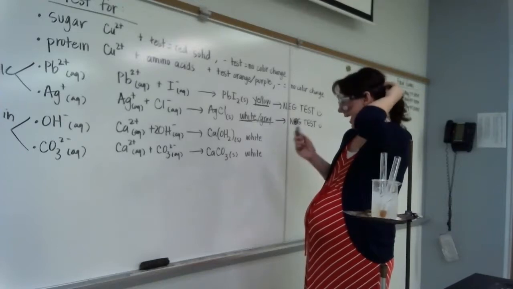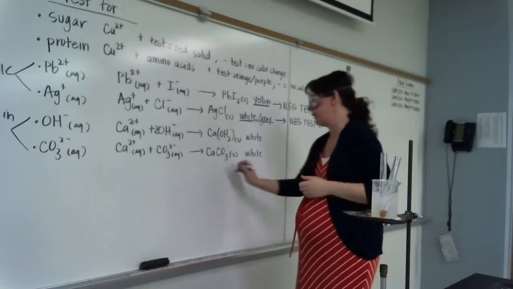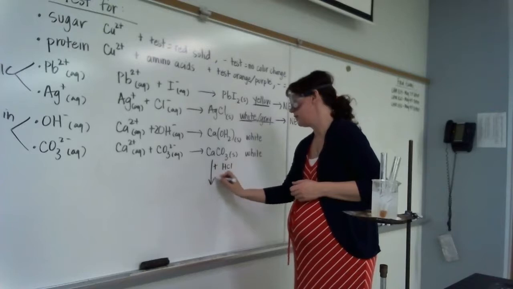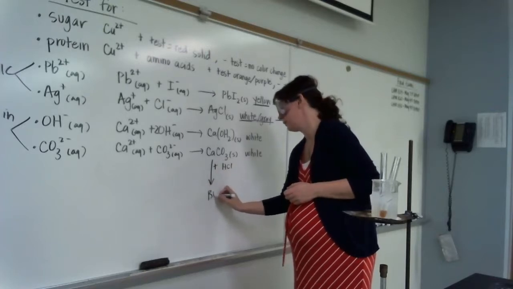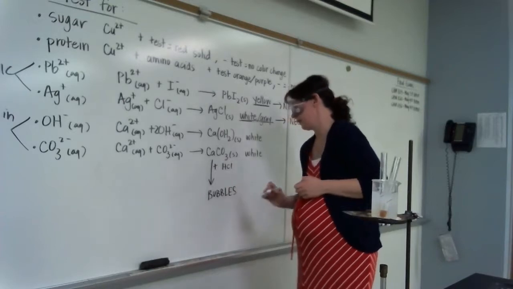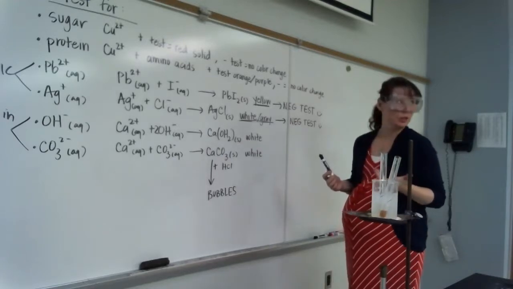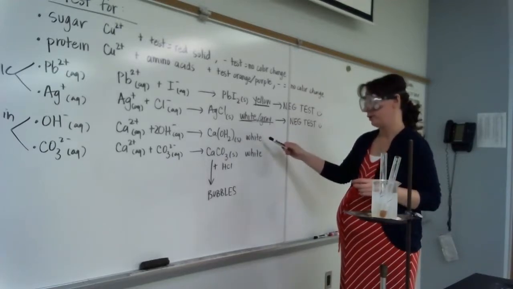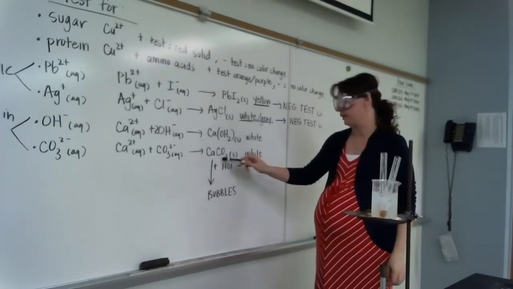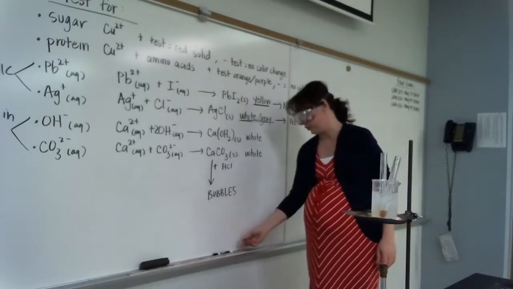If you add a strong acid, so we're going to use HCl, this will produce bubbles. That'll produce bubbles, right? So we can distinguish the carbonate from the hydroxide. If we add acid to this one, we're not going to see bubbles because this is going to break down and we're going to get CO2 gas. We'll see some results that way.